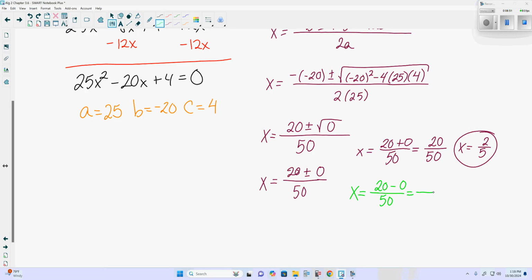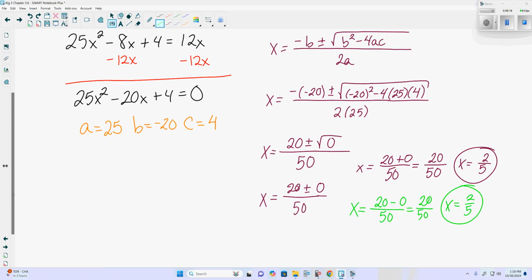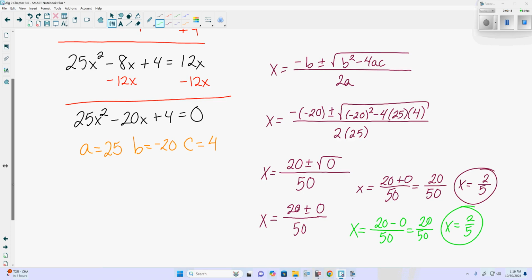We have one last thing to do. 20 minus 0. Still 20. Which is just telling me that x is still 2/5. Questions on this here? So even though we have two answers, they both end up being 2/5. They end up being the same answer.